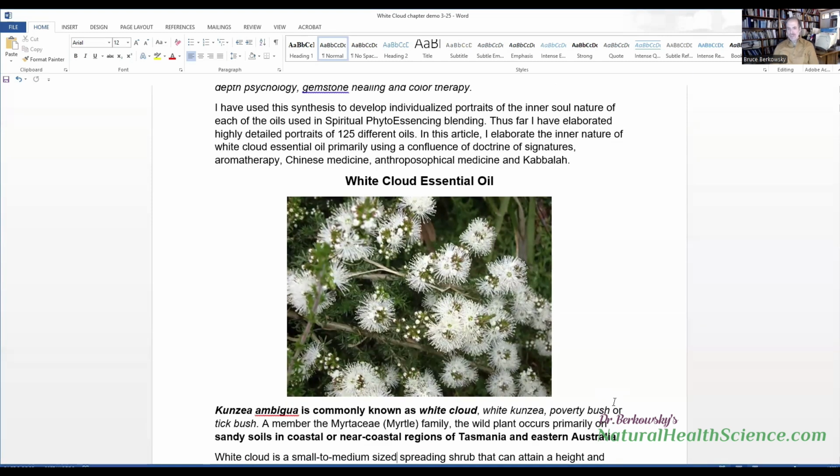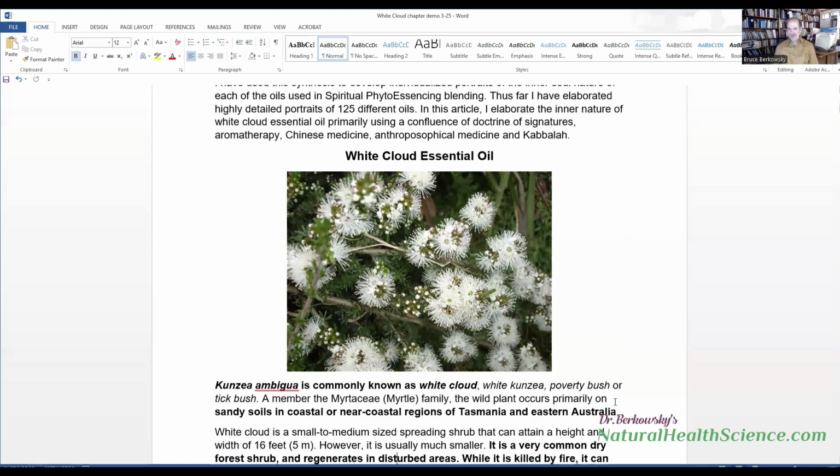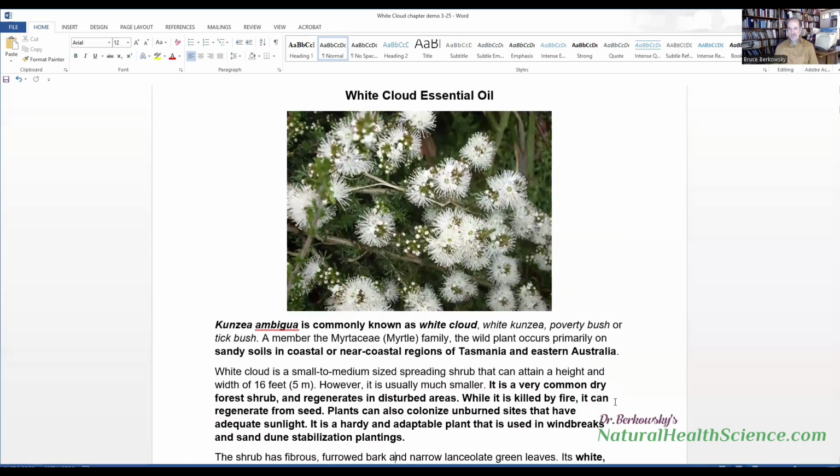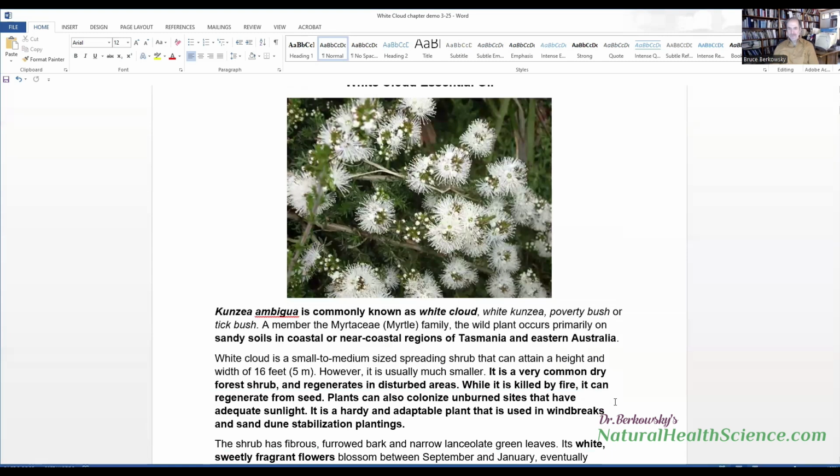So first we see one of the two pictures I've put in this document about white cloud. It's fairly easy to tell why it's called white cloud. As you can see, the flowers have some resemblance to clouds. So let's move down. Let's find out some things about the essential oil and the plant itself.